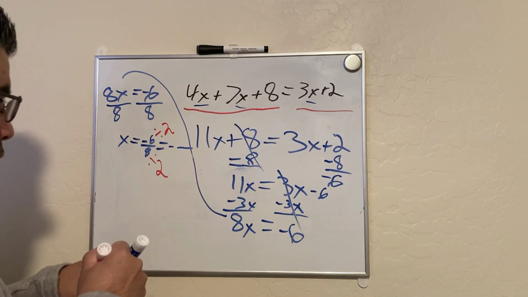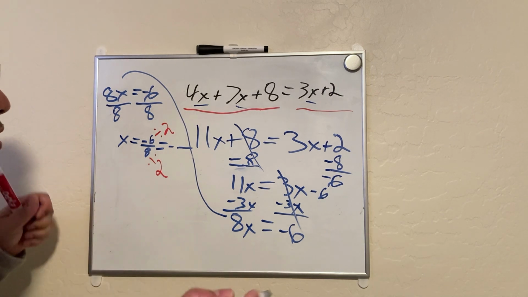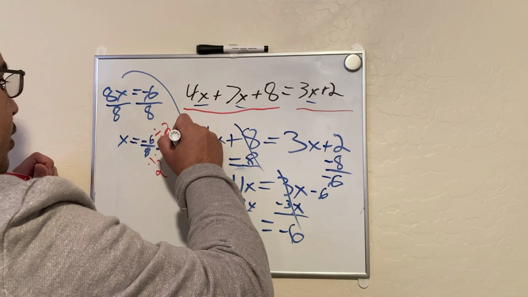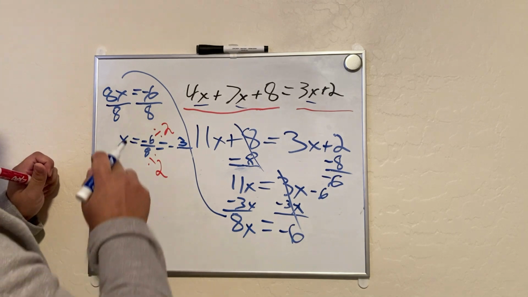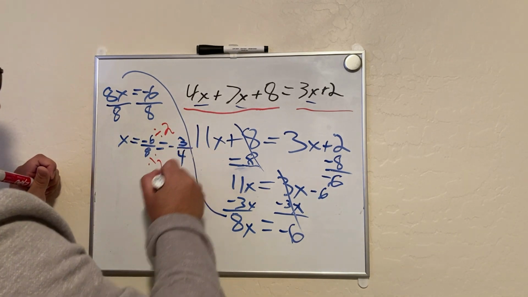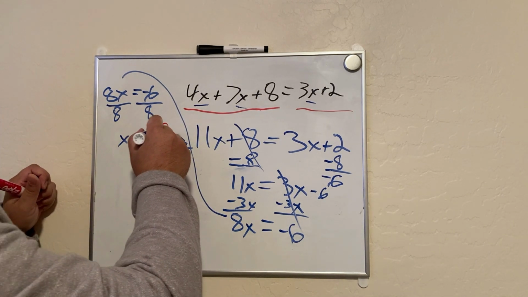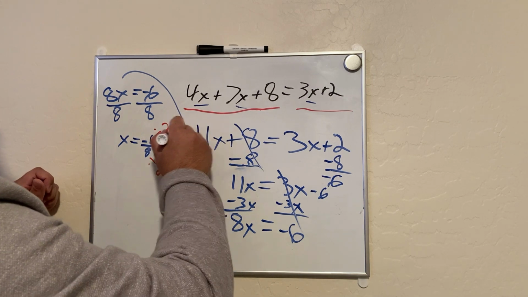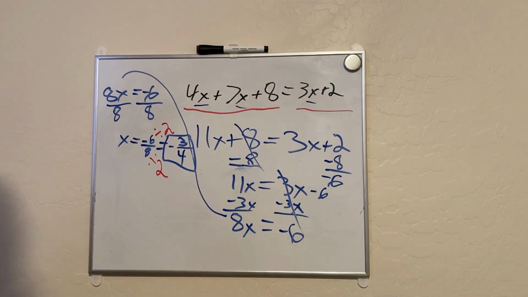All right. If we divide 6 by 2, then that's going to be 3. And divide 8 by 2, that'll be 4. Boom. It's equal to negative 3 over 4. That is our simplified fraction. That is our solution, negative 3 over 4. That is the solution for this equation.